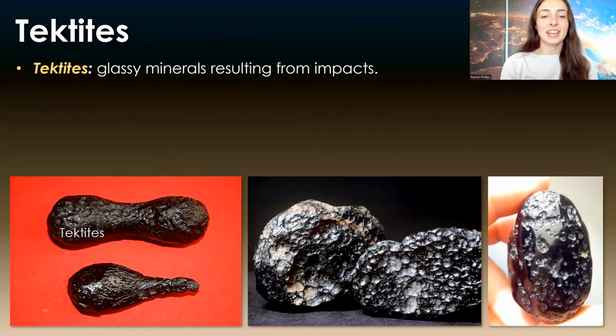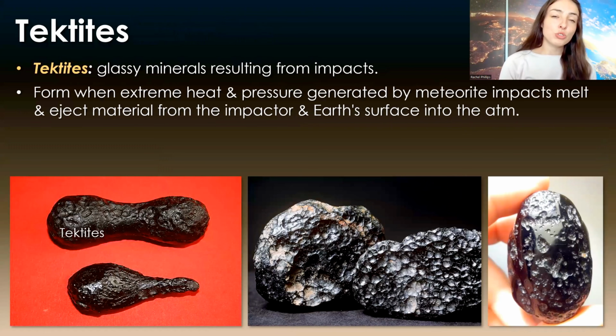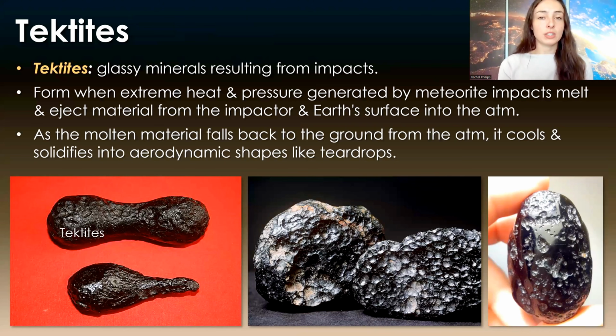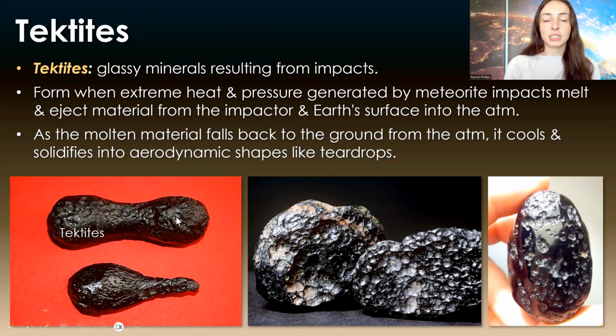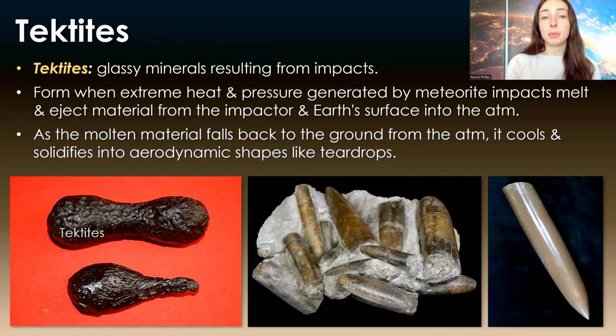Next, we have tektites. Tektites are glassy minerals that result from impacts. They form when extreme heat and pressure generated by meteorite impacts melts the impactor material, the Earth's surface material, everything in that vicinity, and ejects a bunch of material into the atmosphere. When this material, which is molten at the time that it's ejected, falls back to the ground from the atmosphere, it cools and solidifies in a teardrop or more aerodynamic shape, which can make it look like things that maybe could be mistaken for a coprolite or maybe even a belemnite.